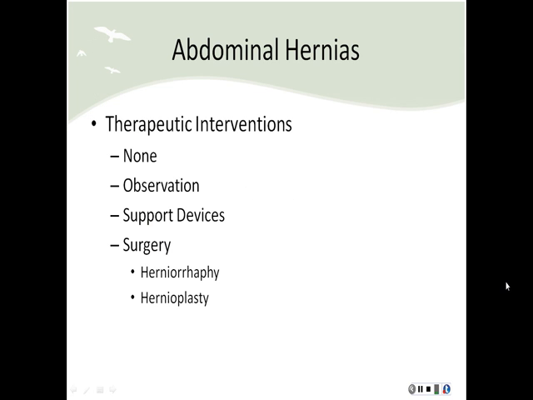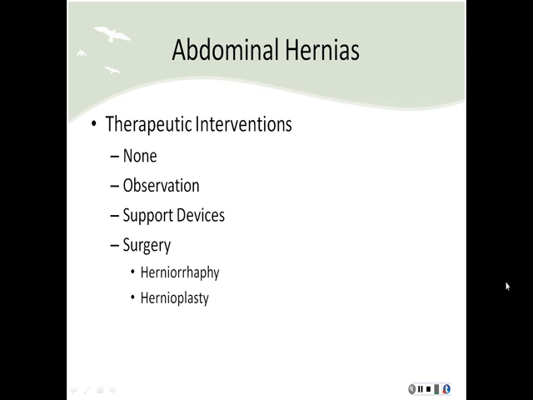Diagnosis is made by physical examination. If the hernia is reducible, no intervention is usually needed. Support devices like supportive binders or briefs can apply pressure to keep the hernia in place. If the hernia is strangulated or bowel obstruction is present, then they will usually have an emergency surgery for treatment.